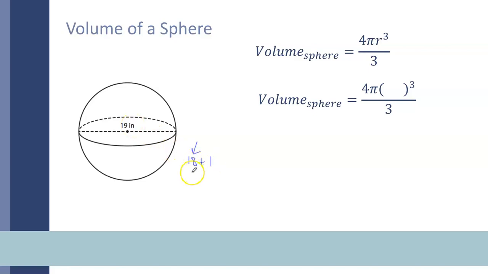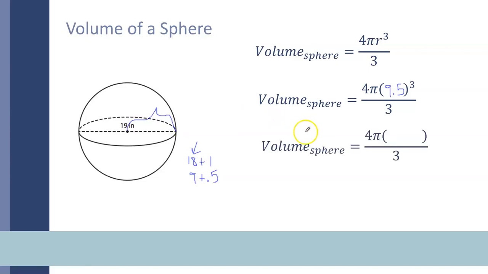So I split 19 into 18 plus 1, and then half of 18 is 9, and half of 1 is 1/2. So 9.5 is half of 19. So our radius is 9.5 because the radius is just halfway across the sphere. Then I'm going to type into my calculator 9.5 cubed, and I got a result of 857.375, which, if you remember memorizing at the beginning of the year, is equal to 3/8.